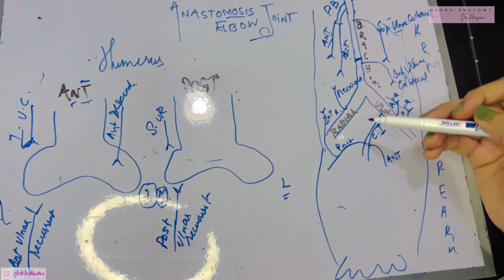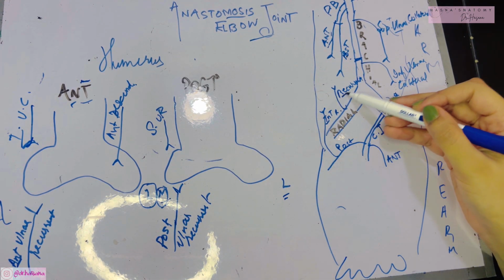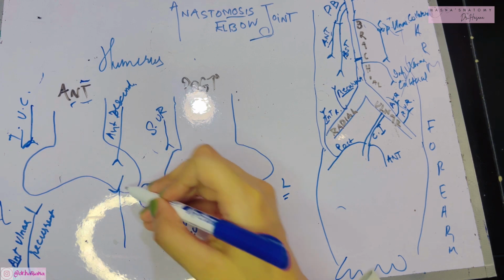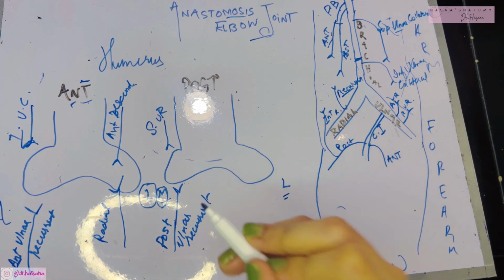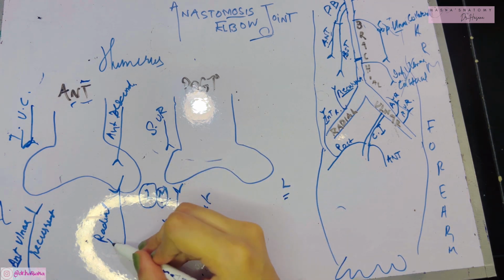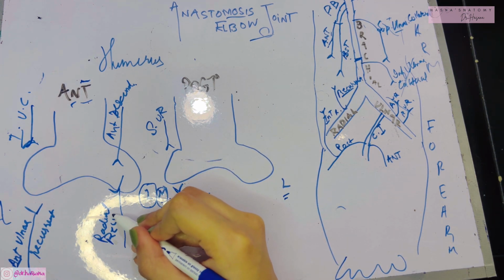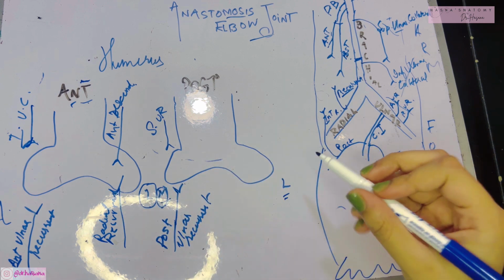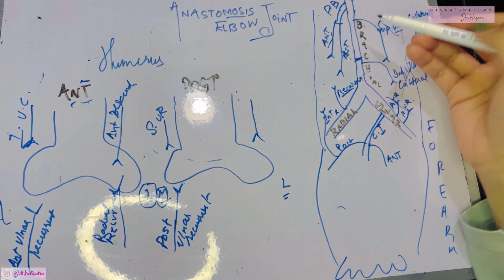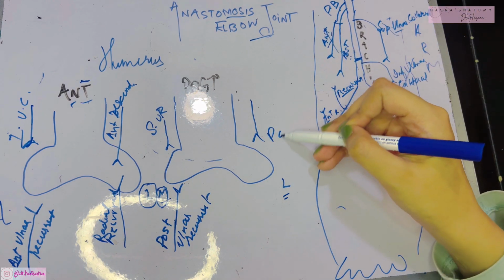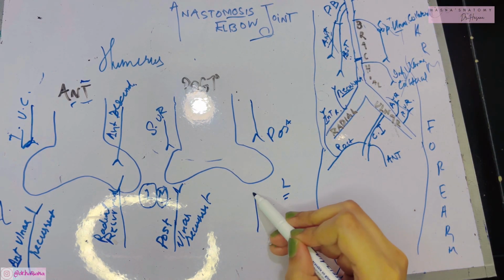What about from below? Which branch will come? The radial recurrent branch, obviously, because that is one artery it gave. The radial recurrent is coming in front of the lateral epicondyle and anastomosing with the anterior descending branch. All right. Then we have behind the lateral epicondyle, from above comes, anterior descending is done, so obviously the posterior descending. And from below will come whatever is left.